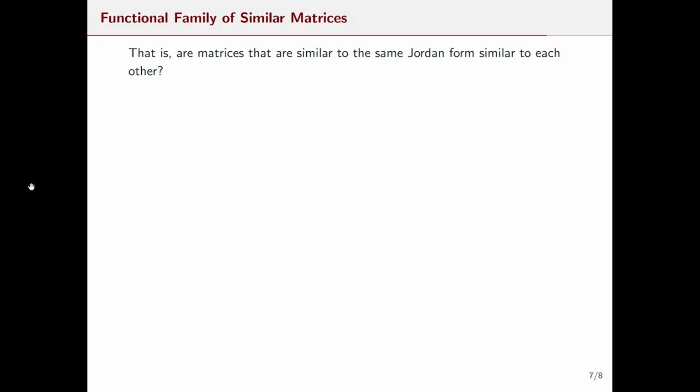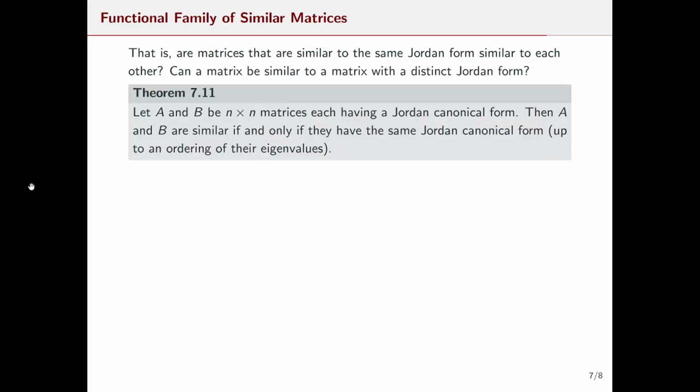And we should also be curious about whether or not a matrix can be similar to a matrix that doesn't have the same Jordan canonical form. Theorem 7.11 is going to cover that for us. It tells us that if we let A and B be n by n matrices, each having a Jordan canonical form, then A and B are similar if and only if they have the same Jordan canonical form, up to an ordering of their eigenvalues, of course.